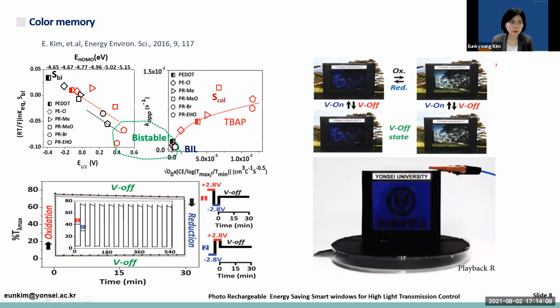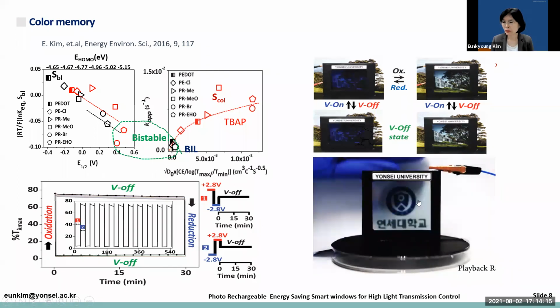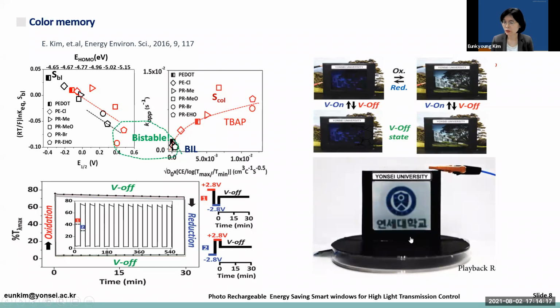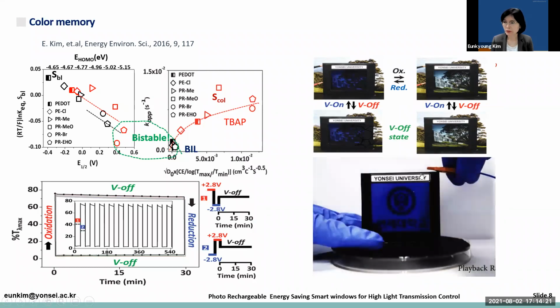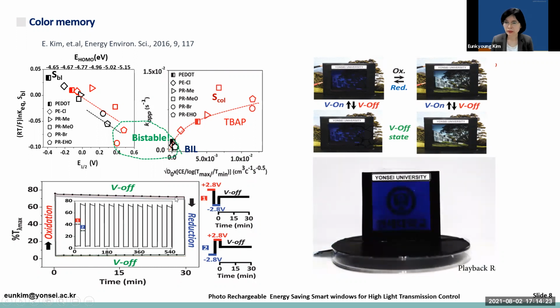So to get such a bistability, we need to have this series. Among those, we adopt this PRBR based window, and it shows high optical switchability. And more importantly, at voltage off state, it sustained its transmittance at both colored and bleached state for a couple of hours. That saves significantly the energy consumption of the EC window.